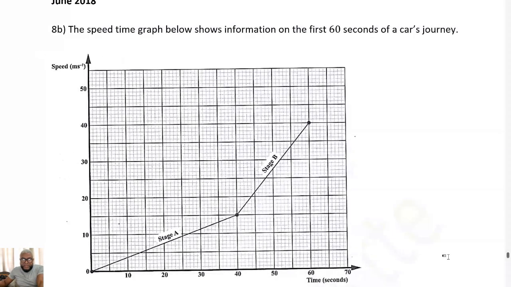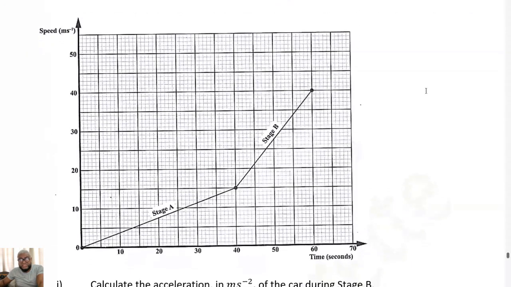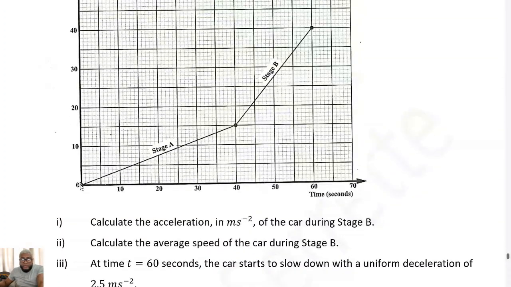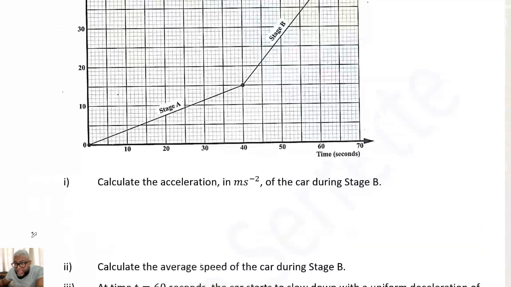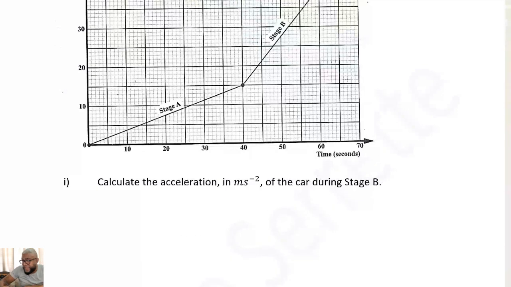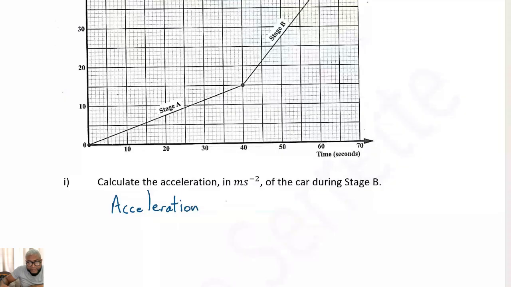The speed time graph below shows information on the first 60 seconds of a car's journey, right? So the car moved from rest here, meaning that the speed was 0 to this point here, which is stage A, and then it moves from this point here to the ending of stage B, right? No problem, Janelle. So calculate the acceleration. Everybody here knows that your acceleration is the gradient of the line for that stage, right? So your acceleration, which is your gradient.